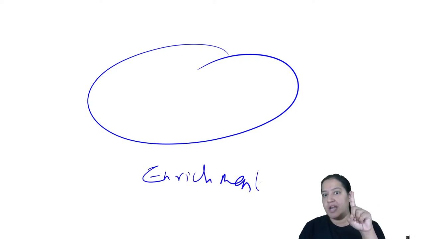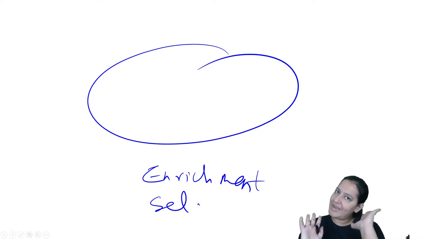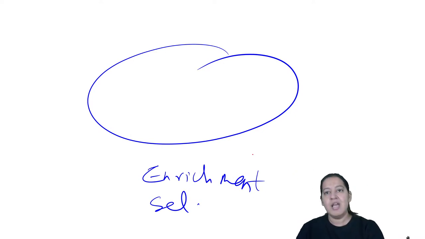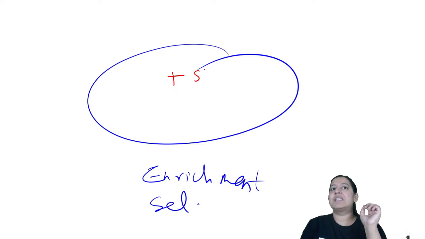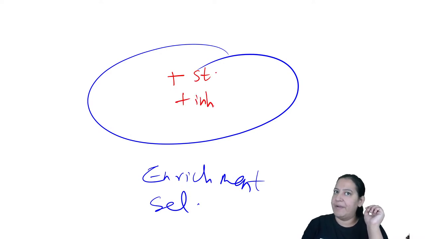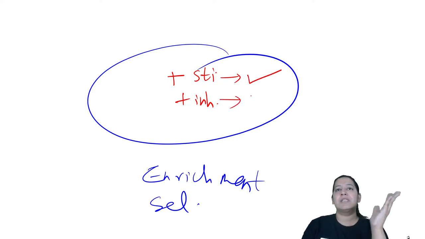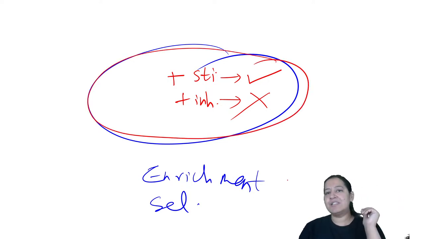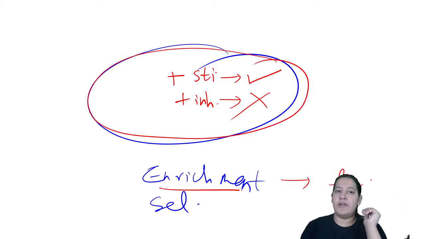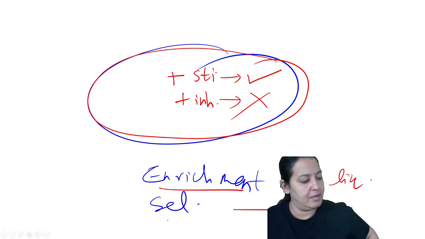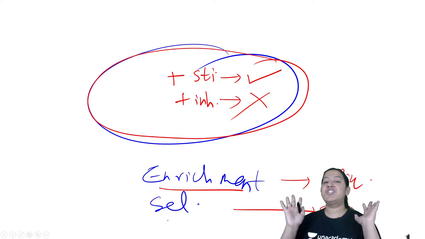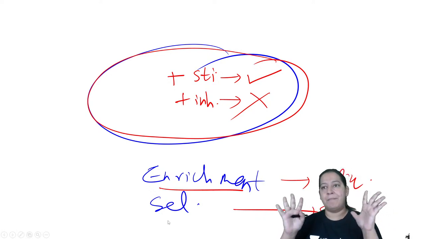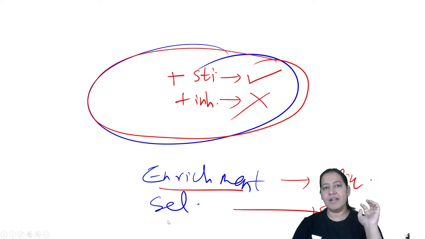Enrichment, not enriched, enrichment and selective. The definition of both of them is the same. What is the definition? In both of them, we add some stimulatory substance for the bacteria we want to grow and some inhibitory substance for the bacteria we do not want to grow. So we add such substances in the media. If it is liquid media, it is known as enrichment. If it is solid, it is known as selective. Have you got it? Now tell me the examples.